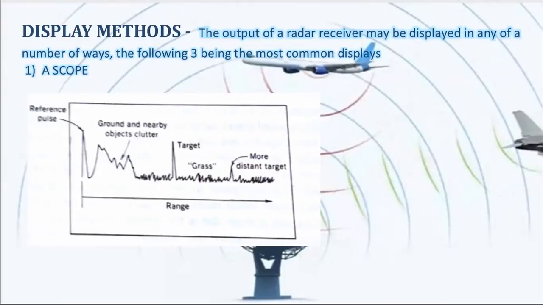So the first one is a scope. The operation of this display system is rather similar to that of an ordinary oscilloscope. A sweep waveform is applied to the horizontal deflection plates of the CRT and moves the beam slowly from left to right across the face of the tube and then back to the starting point.